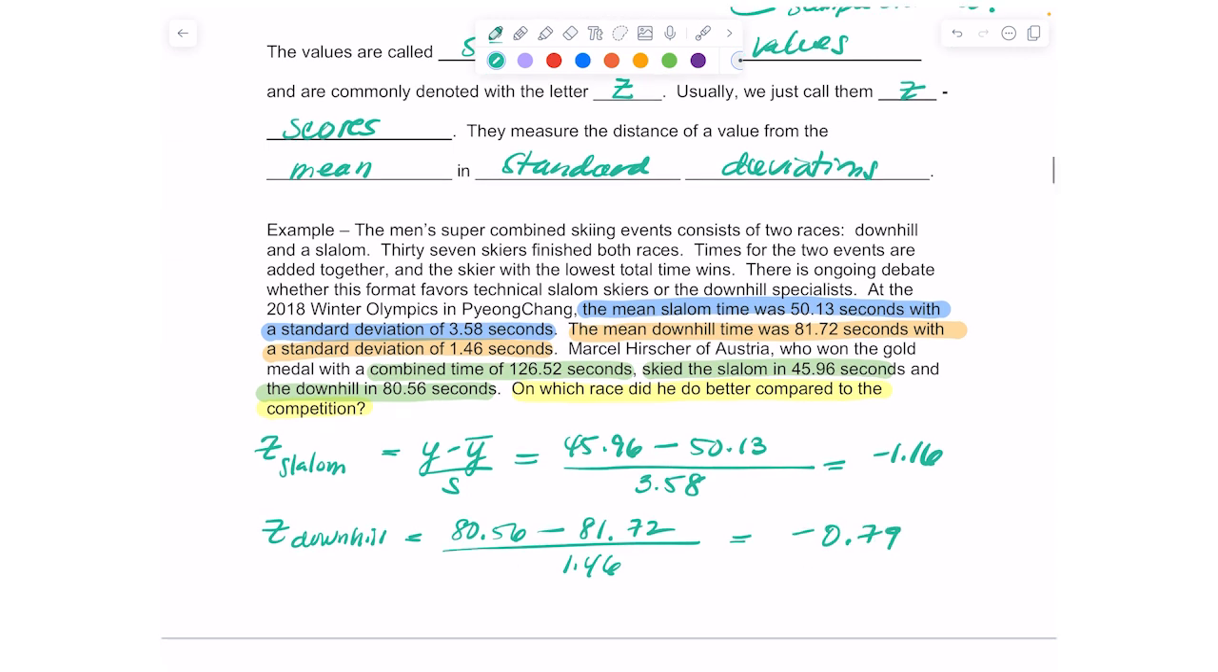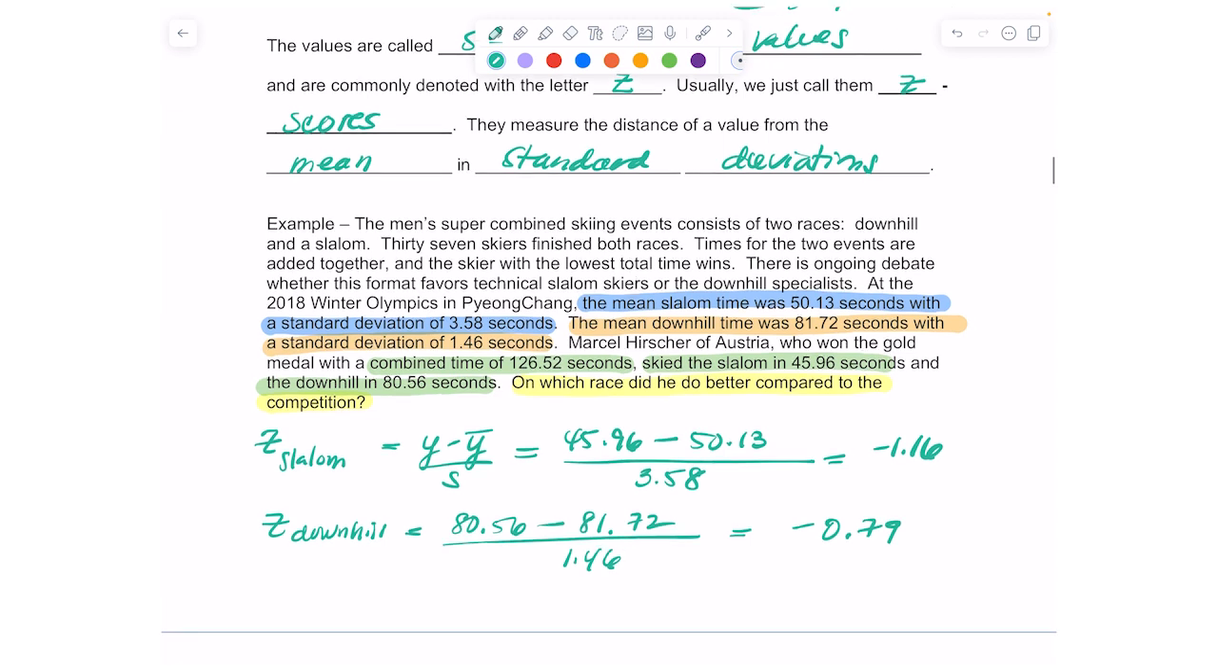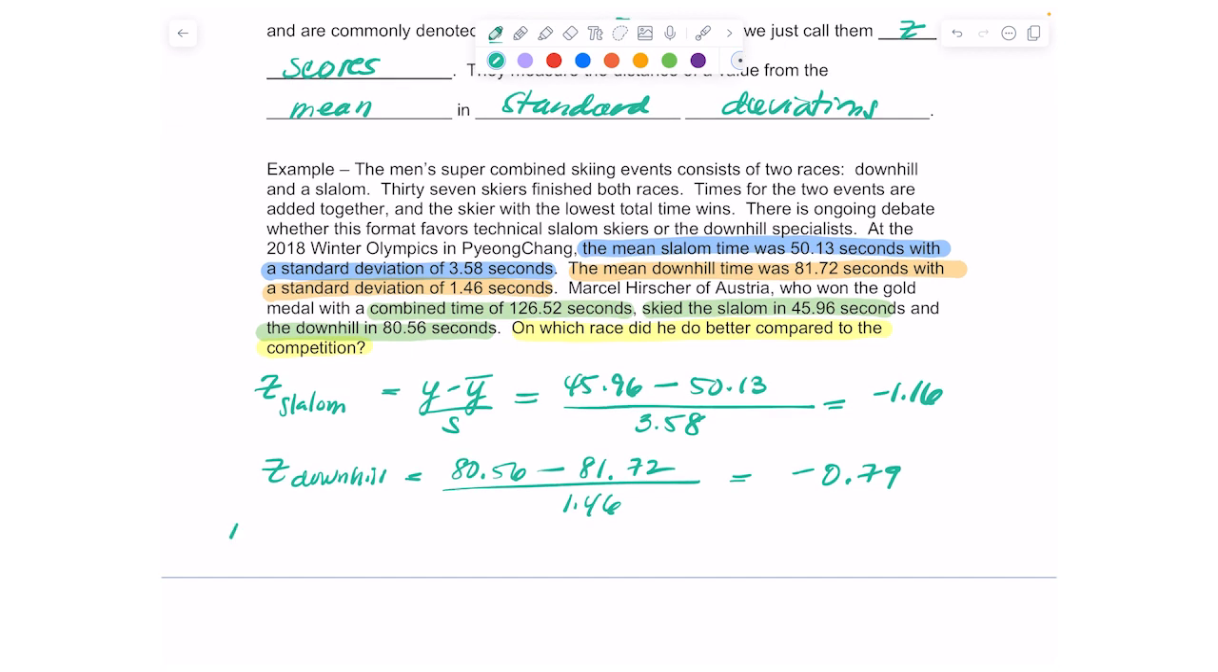Okay, so which of those scores would be better when you're thinking in terms of time, right, in seconds? We definitely want to be more under time, right? A positive z-score in this case would mean it took longer. So negative is a good thing. It means that he's fast. And here we can see that negative 1.16, if you're looking at the number line, would be a lot lower than negative 0.79. So the slalom is the better time. So Marcel's slalom time was better than the downhill time.